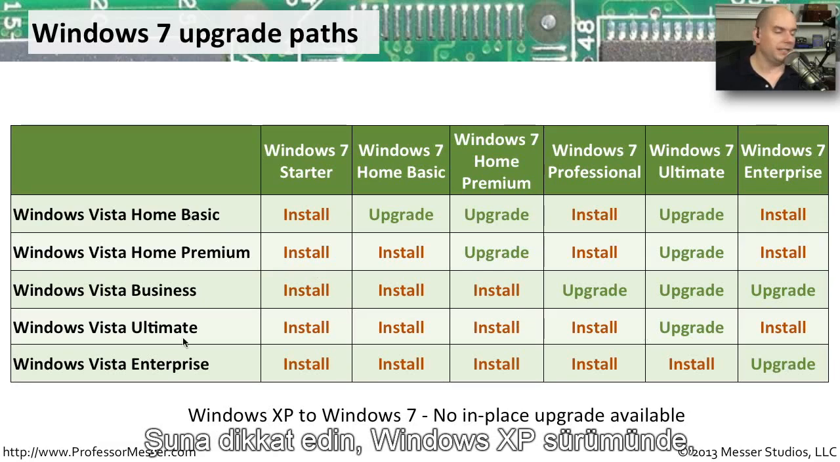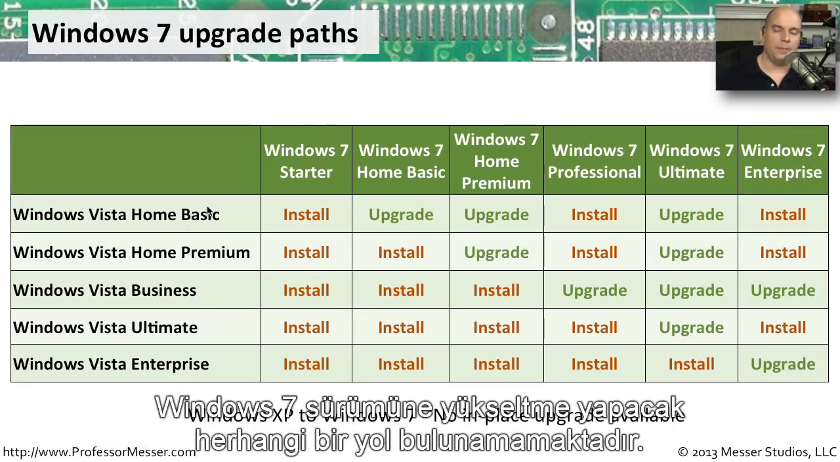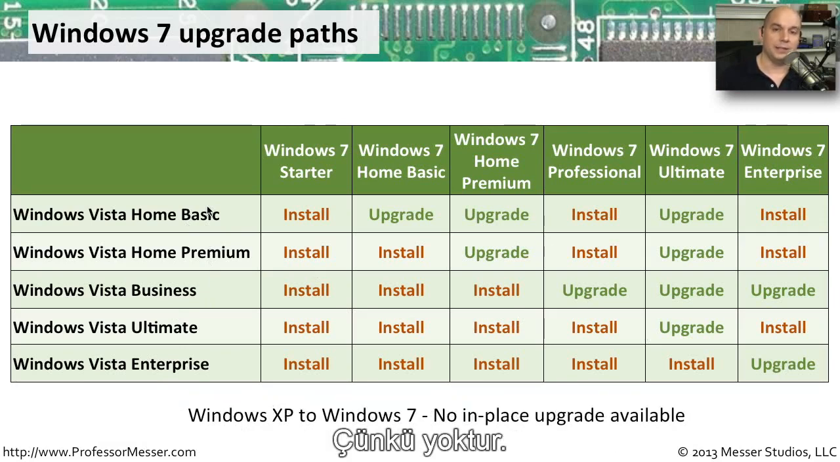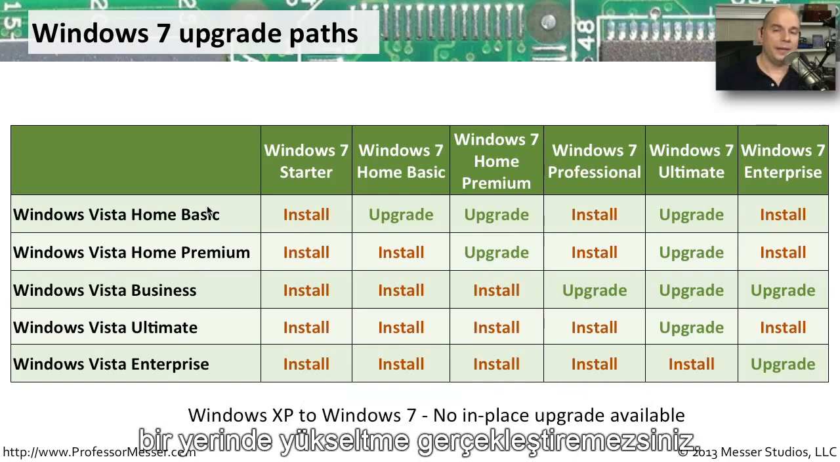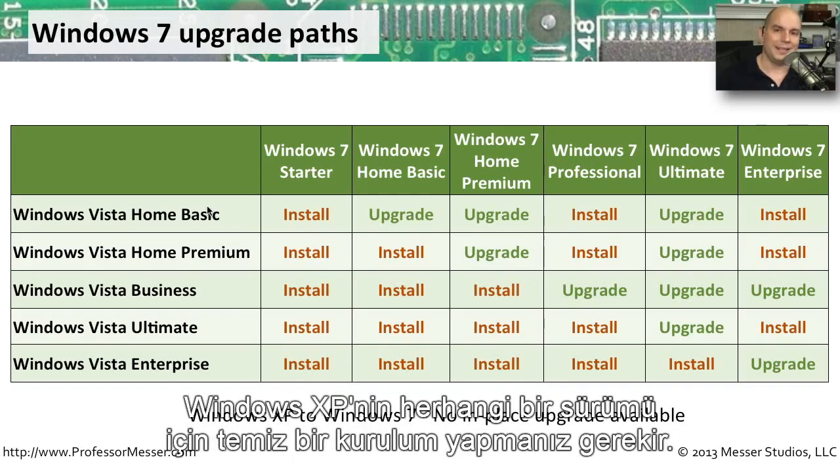Notice that Windows XP is not included as something that would make an upgrade path to Windows 7. That's because there is none. If you wanted to move from Windows XP directly to Windows 7, you cannot perform an in-place upgrade. You must do a clean install for any version of Windows XP.